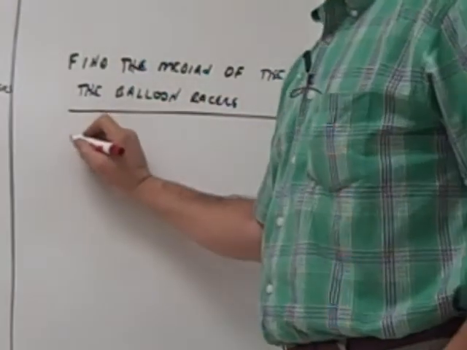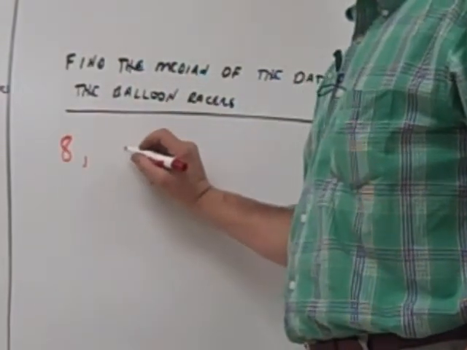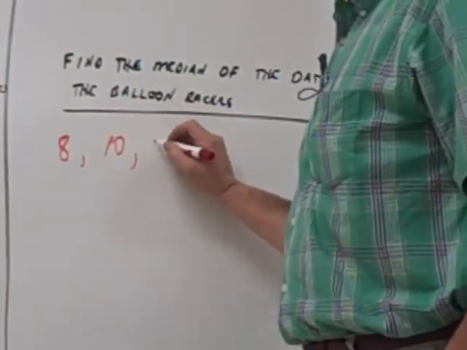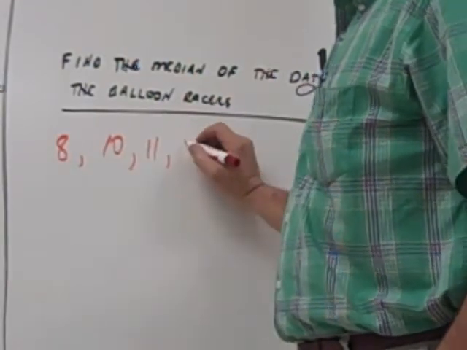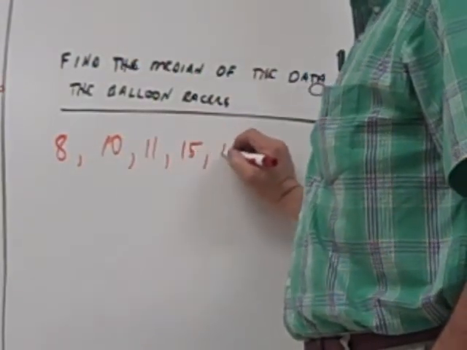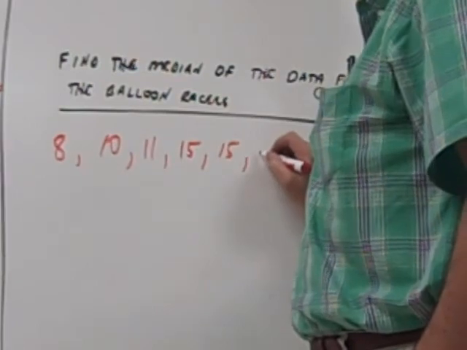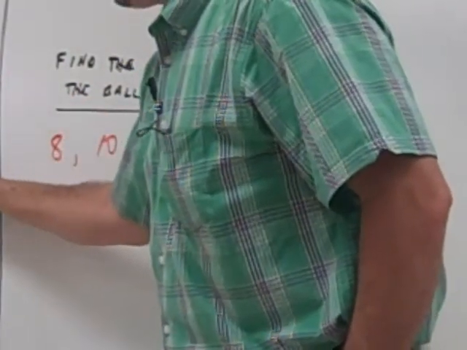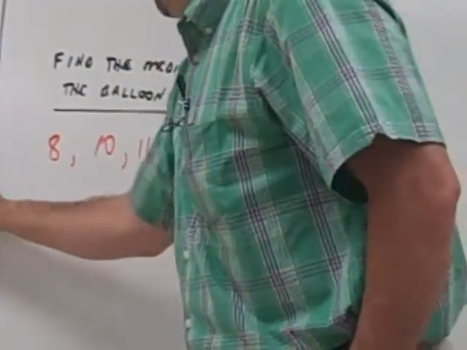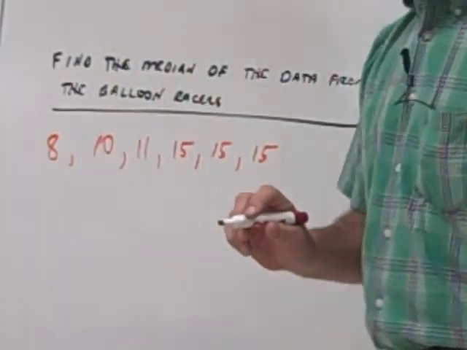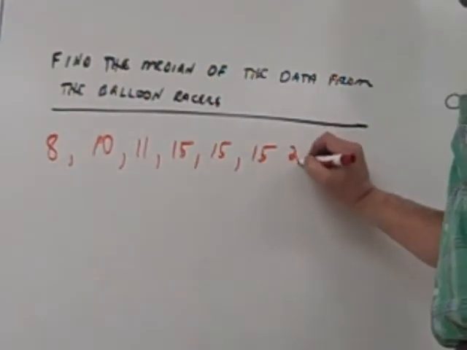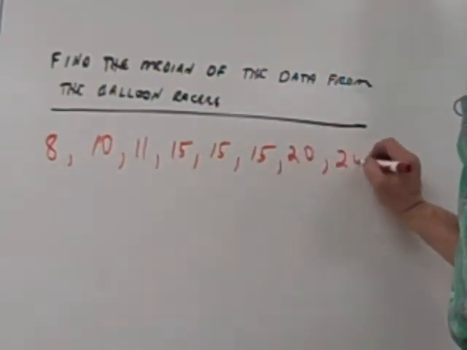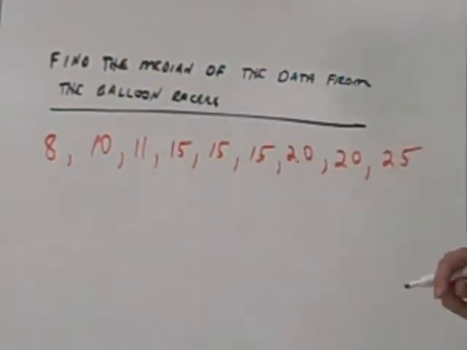Littlest one, 8. 10. 11. 11. 15. 15. 15. 15. Maybe I should be doing this. Bam, bam, bam, bam, bam. And the 11, bam, right? Alrighty. 20. 20. 25.